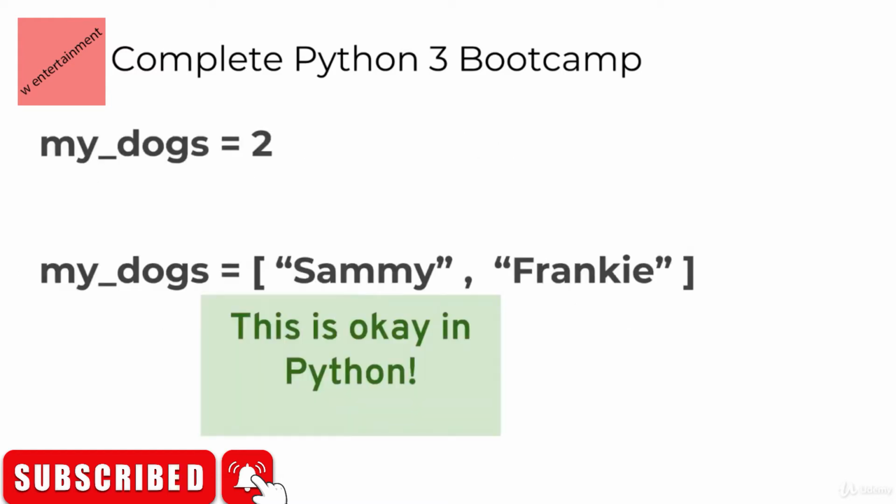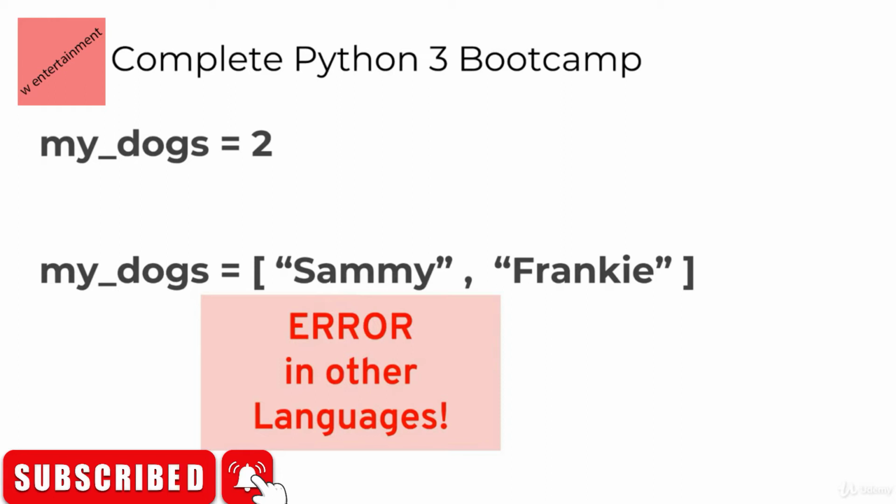In Python, something like this is totally okay. Here I've assigned my dogs variable name equal to 2. And then later on in my code, I went ahead and reassigned the same variable name, my dogs, to a completely different data type, a list, Sammy and Frankie. Now that's totally okay in Python, but in other languages that would produce an error.